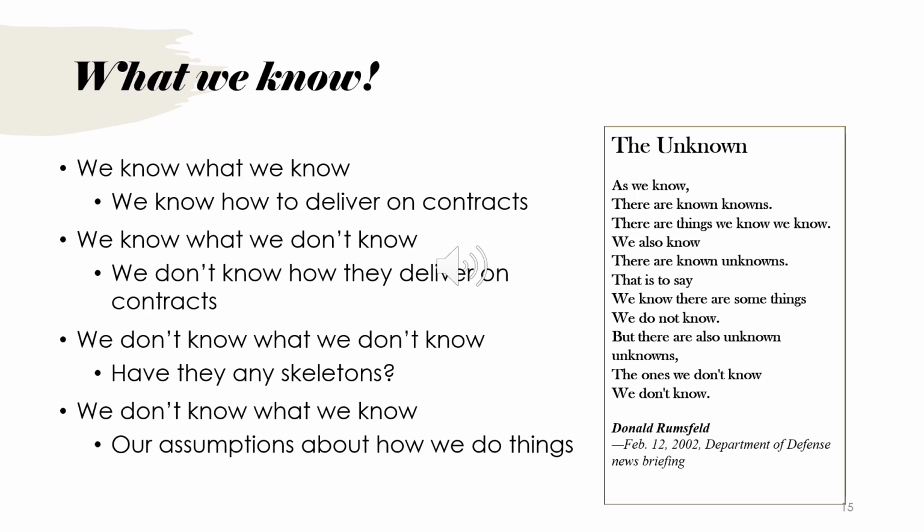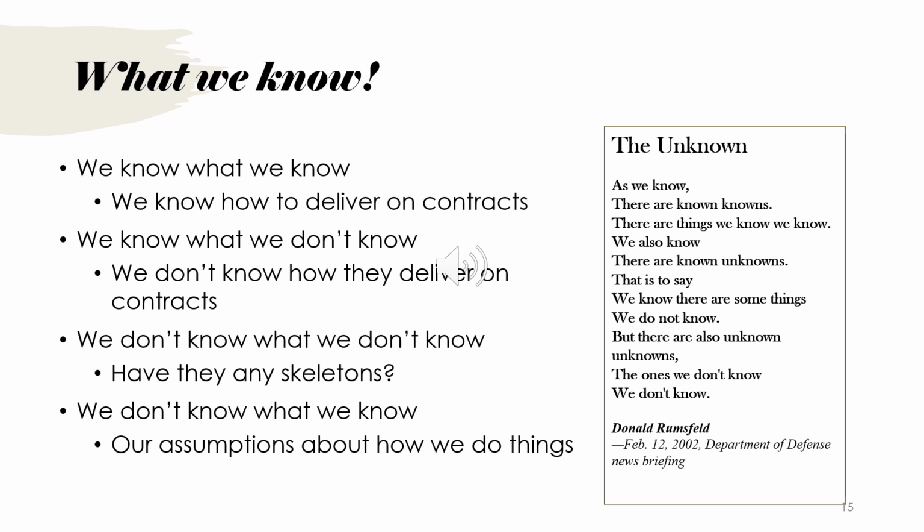Now, in terms of knowledge, there was a very famous speech by Donald Rumsfeld, the Department of Defense in the USA, which I put on the right-hand side, about knowledge, and he called it the unknown. And I'll read that to you. As we know, there are known knowns. There are things we know we know. We also know there are known unknowns. That is to say, we know there are some things we do not know. But there are also unknown unknowns. The ones we don't know, we don't know. And of course, all of those are absolutely true. And we are worried about the things we don't know.